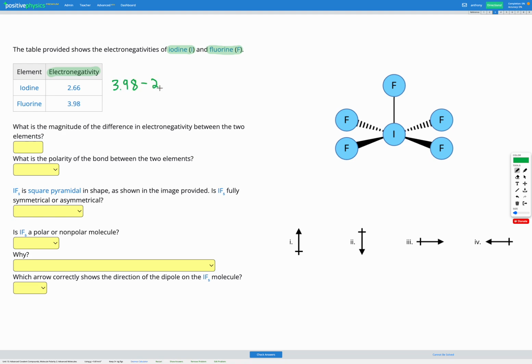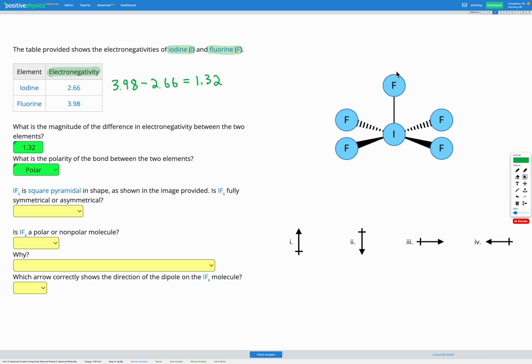3.98 minus 2.66 equals 1.32. So that's our difference in electronegativity, 1.32. And anytime our electronegativity difference is greater than 0.4, we have a polar bond. If it's less than 0.4, we have a non-polar bond. So this bond is going to be polar since the difference in electronegativity is much greater than 0.4. So yes, this is a polar bond.